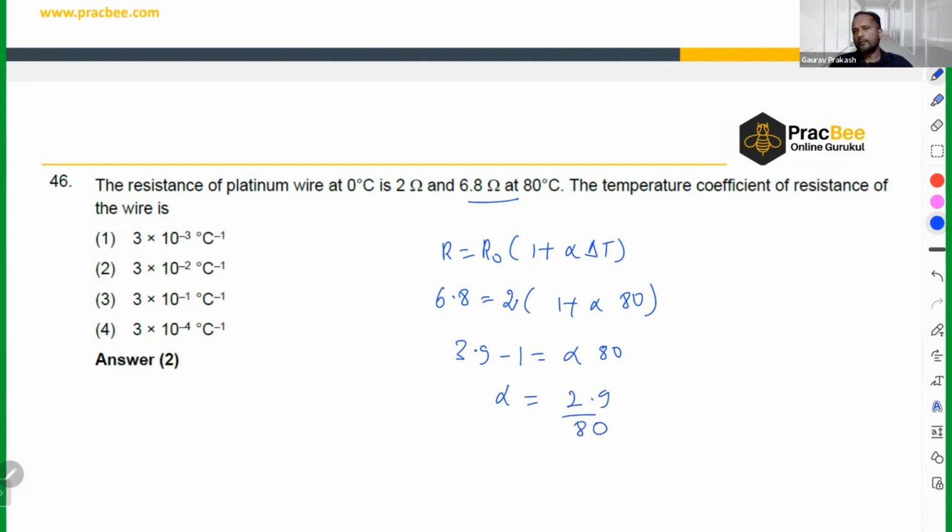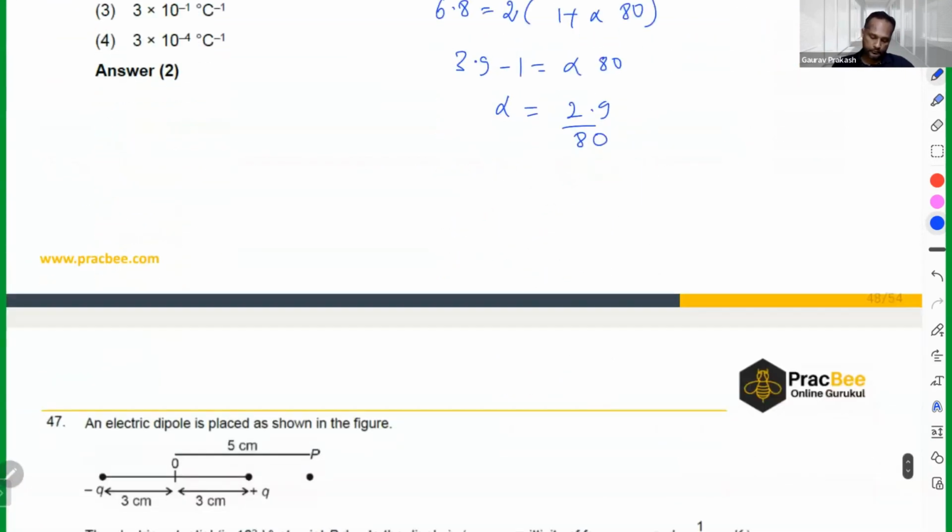So you can easily simplify this and you can get your answer as 3 into 10 to the power minus 2, because the answers are quite far apart. So the calculation might not be very difficult.